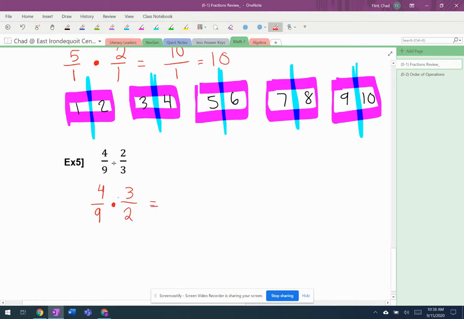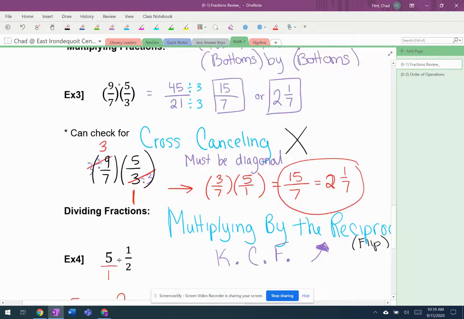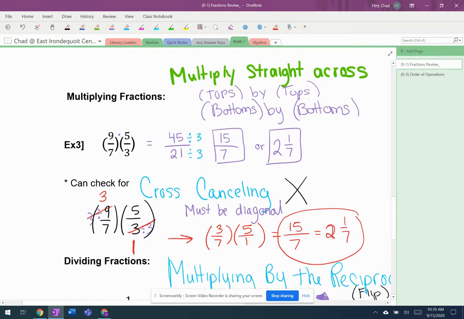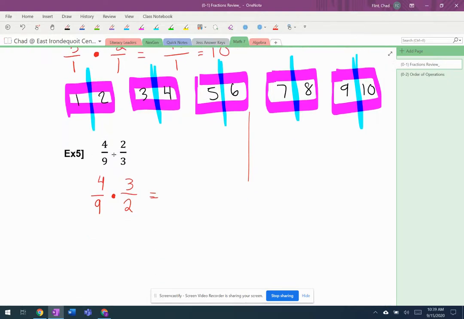So now I've got my multiplication problem set up, and just scrolling back for a second, reminding myself that when I'm multiplying fractions, I can check for cross-canceling, and I'm multiplying straight across. So, can I cross-cancel diagonally anything with the 4 and the 2? I would say yes. I think 2 can go into 2, and 2 can also go into 4. So when I simplify that, my 4 is going to change to a 2, and my 2 is going to change to a 1.